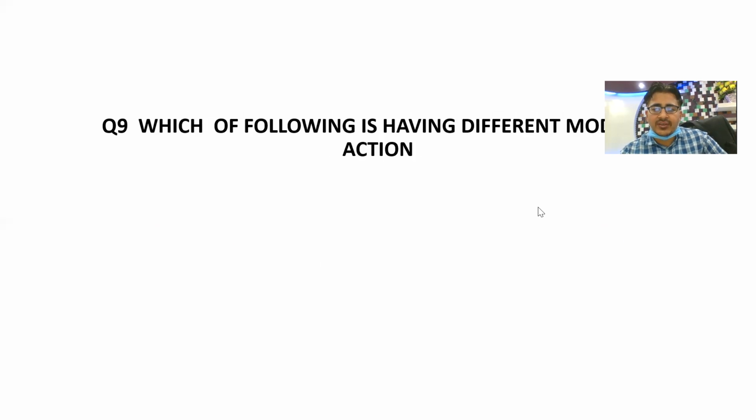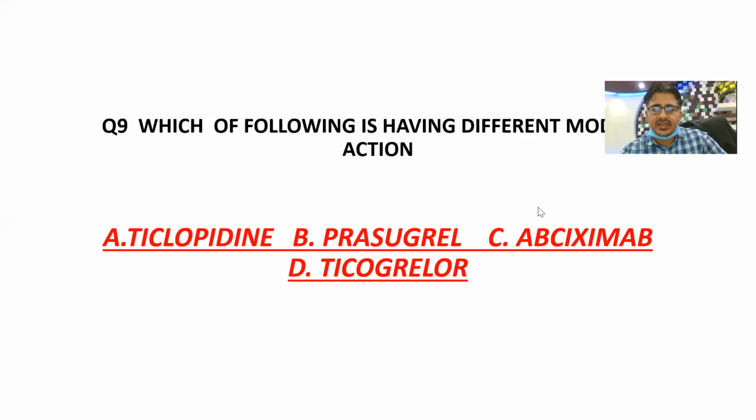Which of the following has a different mode of action? Ticlopidine, prasugrel, abciximab, ticagrelor. Three belong to one class, other belongs to a different class. All are antiplatelet drugs and all are given in CAD, coronary artery disease, and one belongs to a different class that we have to choose.